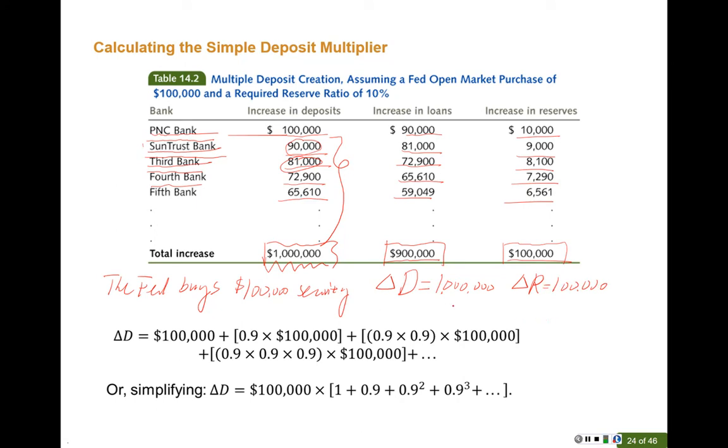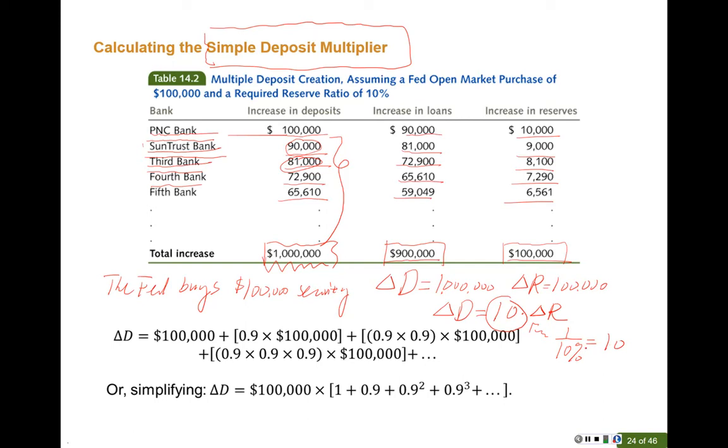So what's the relation between these two? Obviously you can see the change in the deposit here, $1 million, is equal to 10 times the change in the reserve, $100,000. So this 10 is an important number here. This 10 is what we call the simple deposit multiplier. Remember, this 10 is called the simple deposit multiplier. But where does this 10 come from? If you pay attention, this 10 actually is the inverse of the required reserve ratio, because the required reserve ratio in this case is 10%. So 1 over 10% is 10.